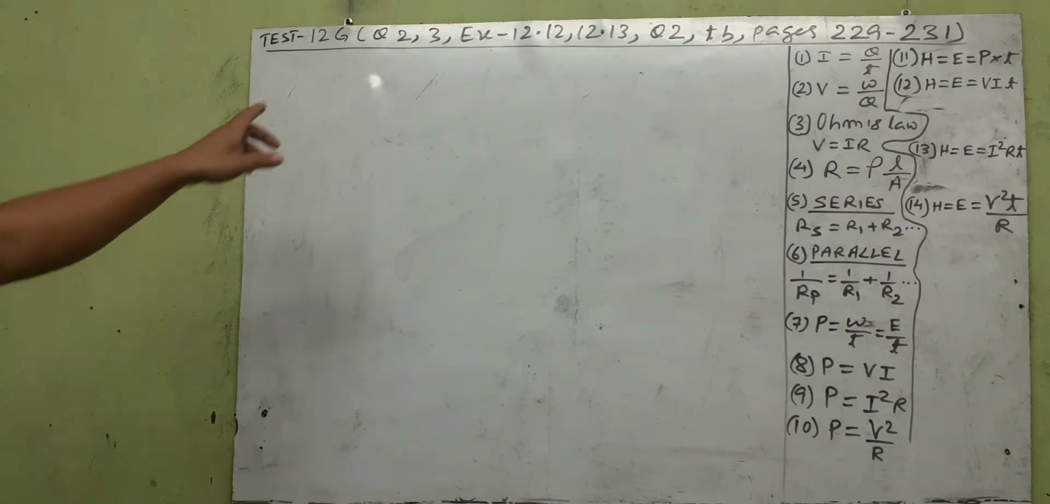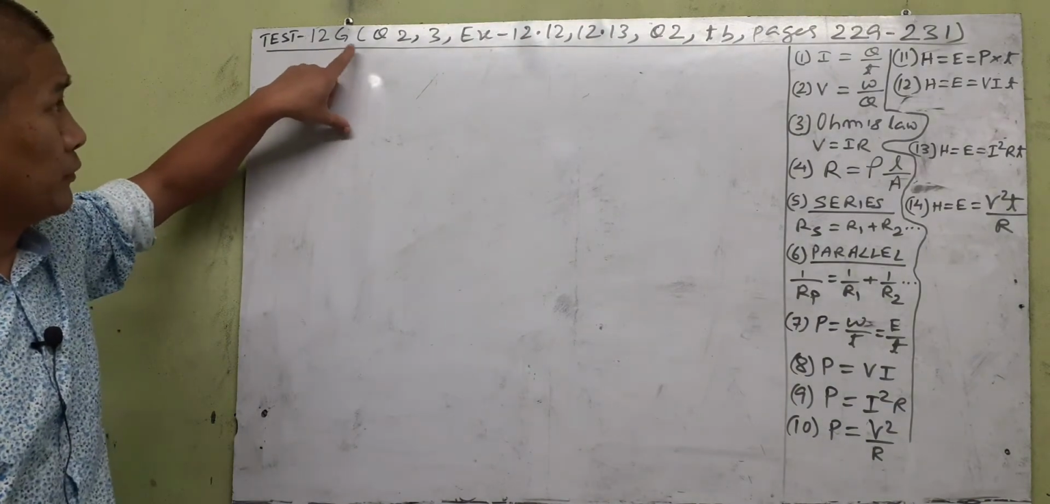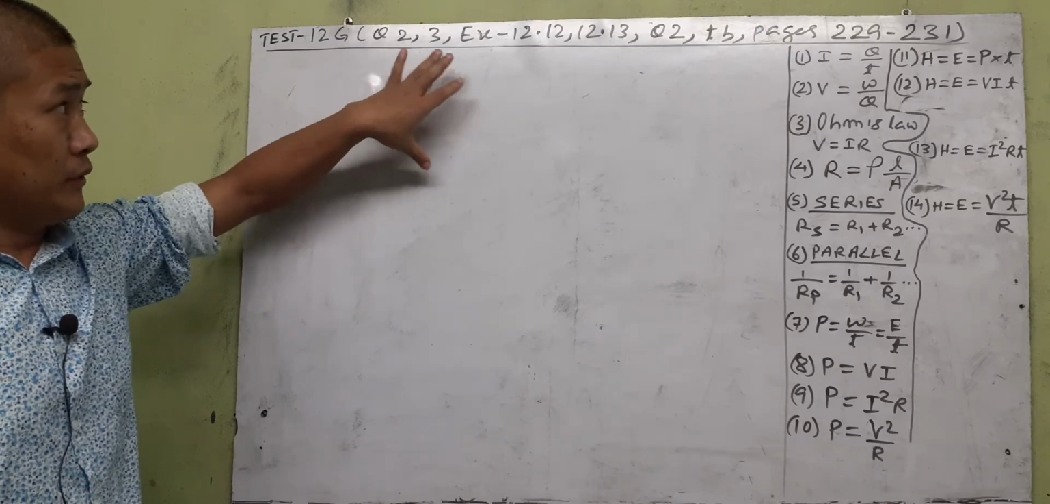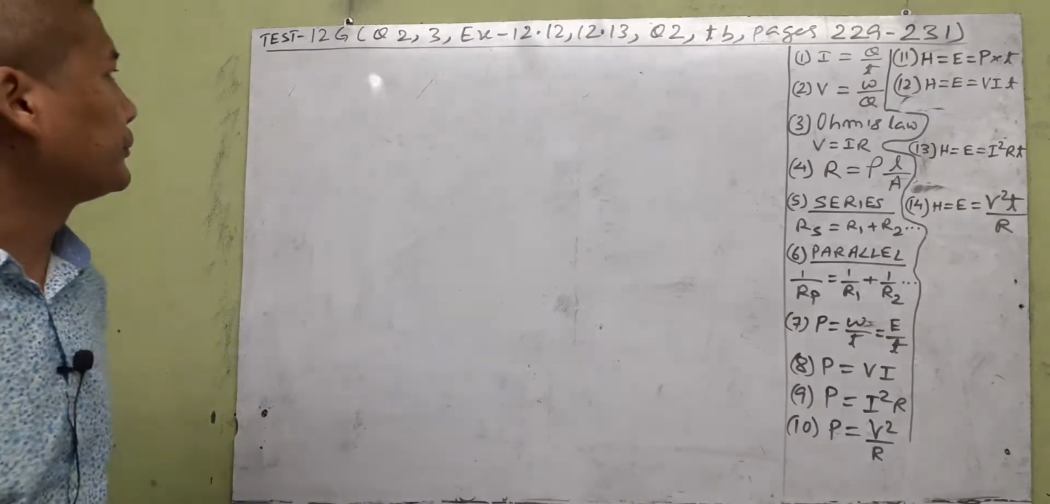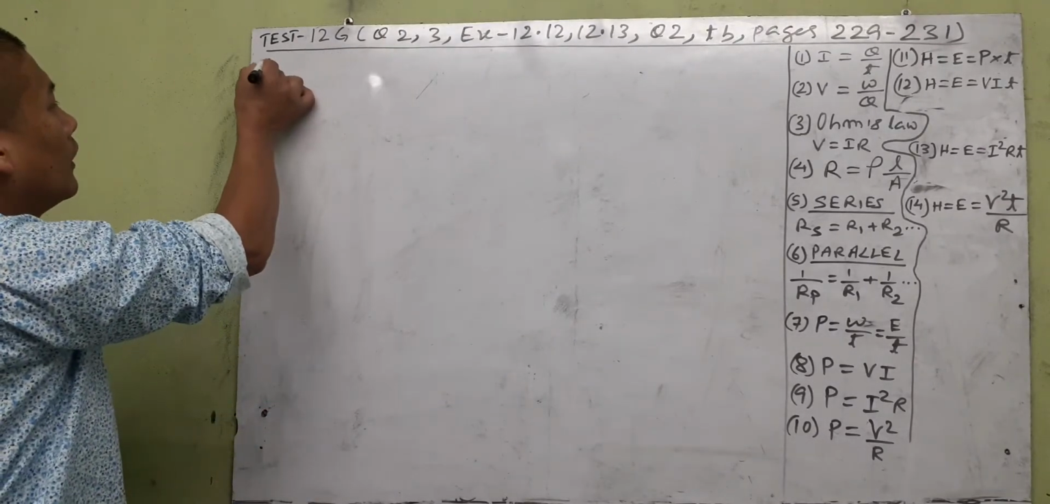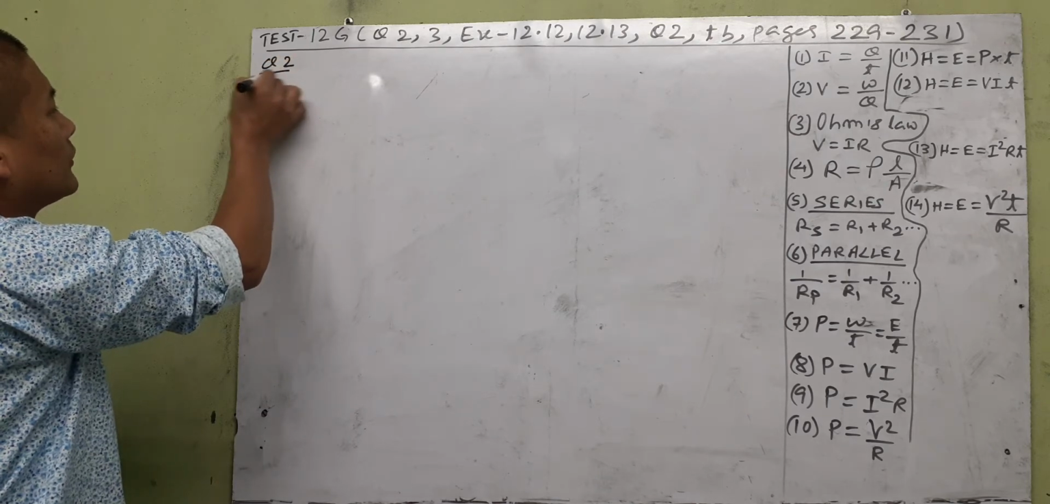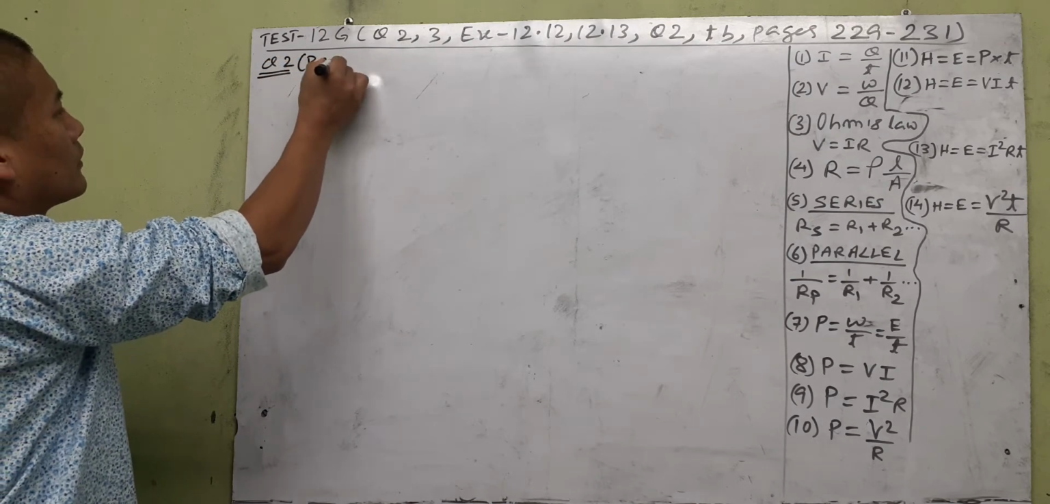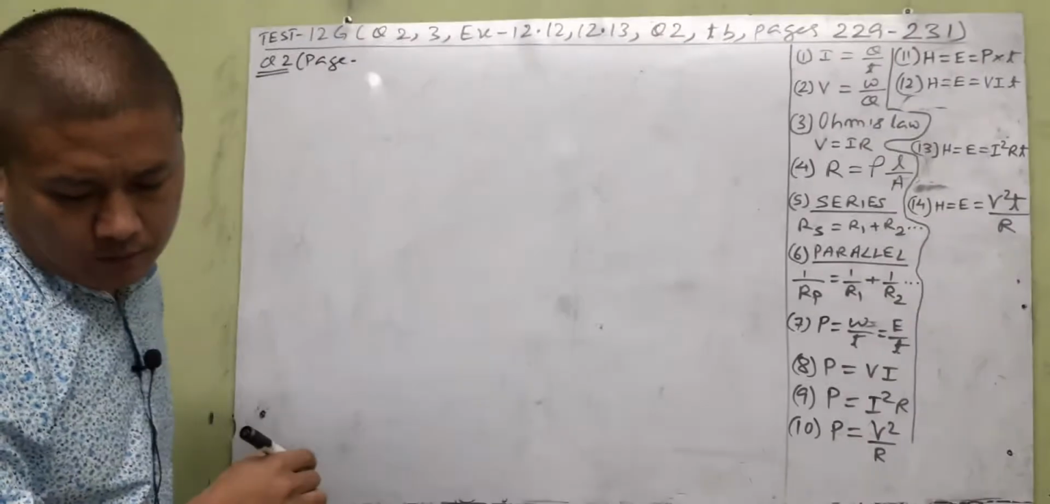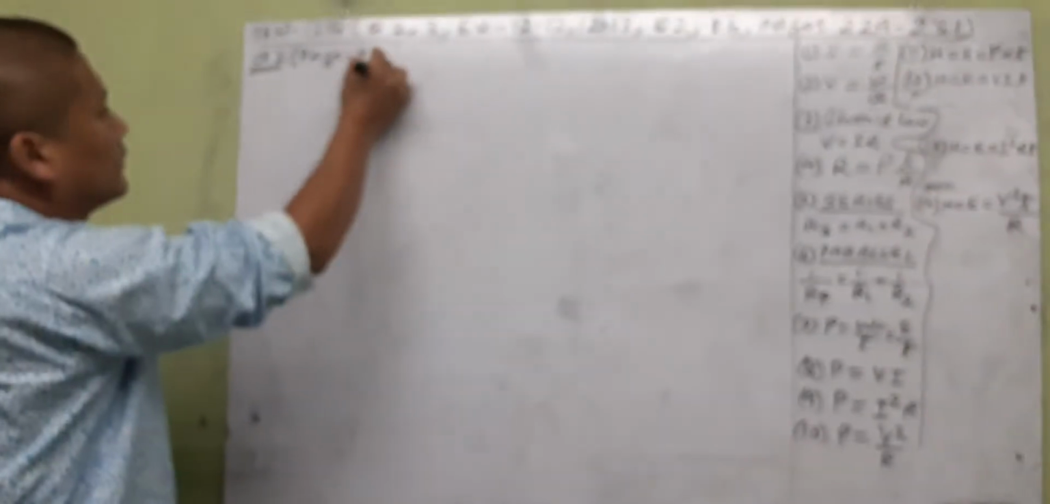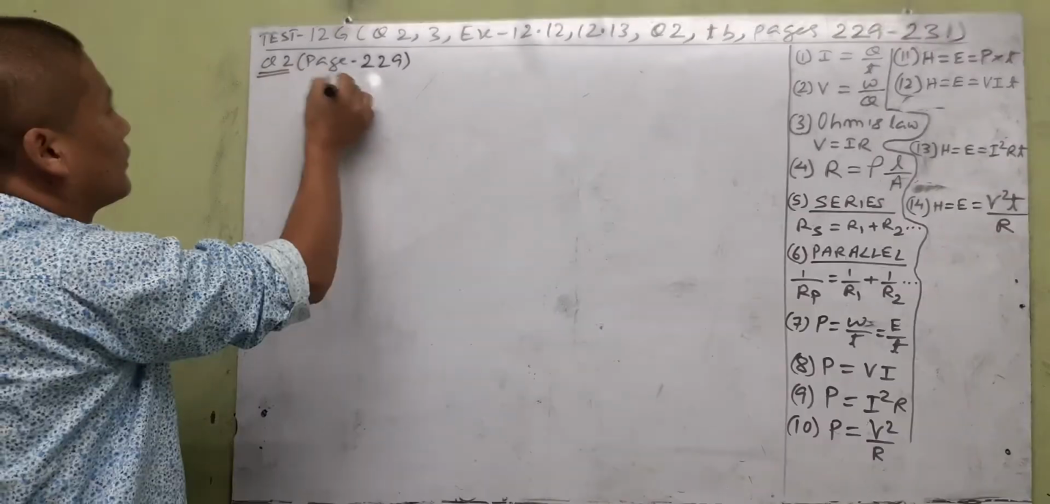Okay, so in this class we'll cover this TEST-12G portion, class 10, chapter 12. Electricity. Now let's start with question 2. We'll find this on textbook page 229. Okay, 229. Let me read the question for us.